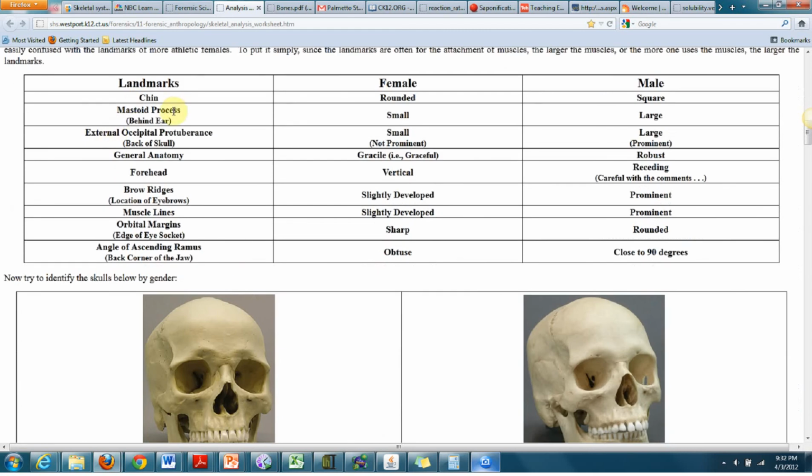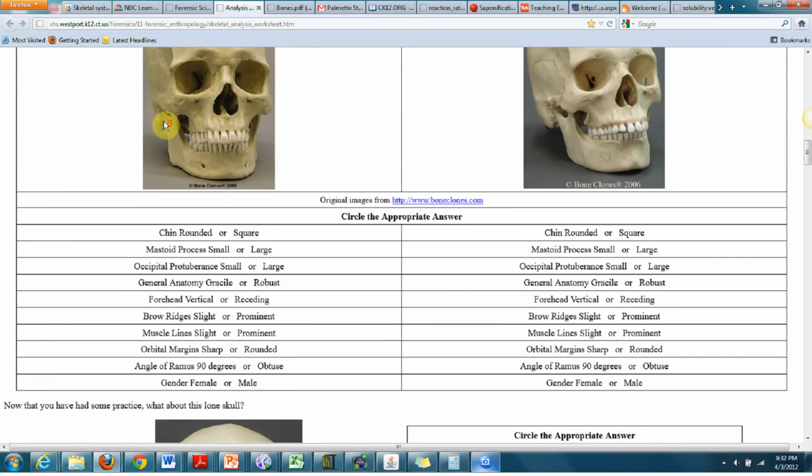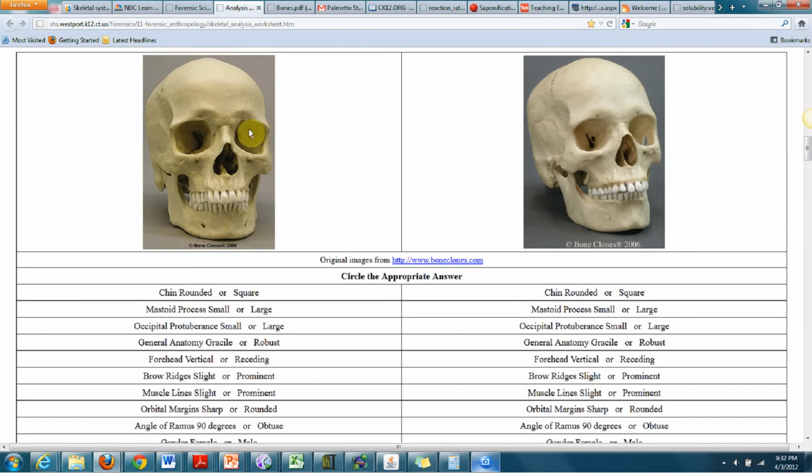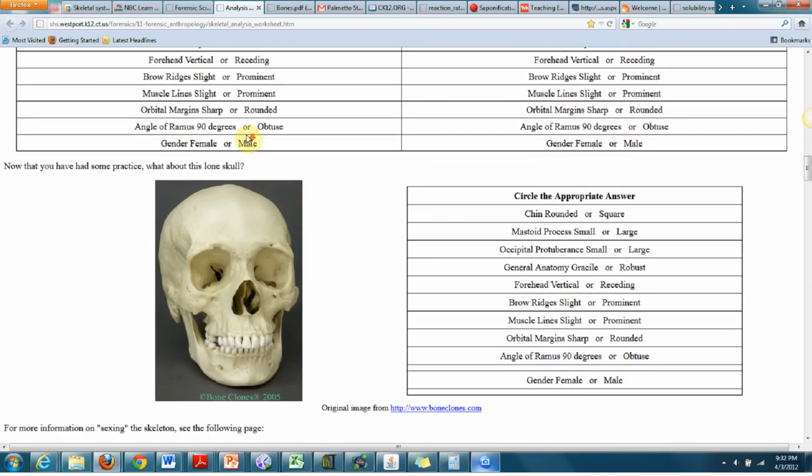And in addition to that, you've got other information with respect to the skull. This would be a very good chart to make sure you have in your notes. And then it gives you the opportunity to look at the two images and, based on the information here, determine which of these skulls would be male and which would be female.